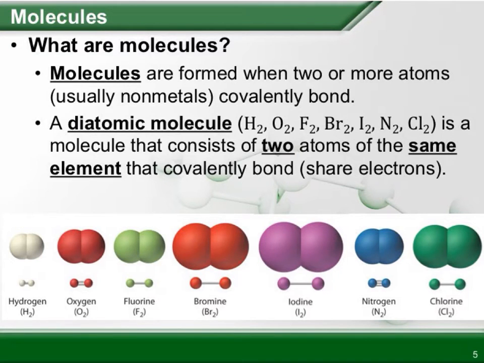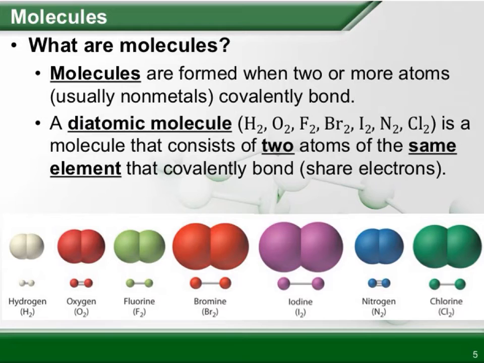So molecules are going to form when two or more of the atoms that are usually nonmetals covalently bond. So when we have a covalent bond, we're going to see the formation of molecules. A diatomic molecule is a special type of molecule in which there are two atoms of the same element that are bonded together. So they're sharing electrons between two atoms of the same element. We call these the Hofbrinkel twins. That's one way to remember them, the Hofbrinkel twins. Each one of them has two, and that's where the word twin comes from. Hydrogen, oxygen, fluorine, bromine, iodine, nitrogen, and chlorine.